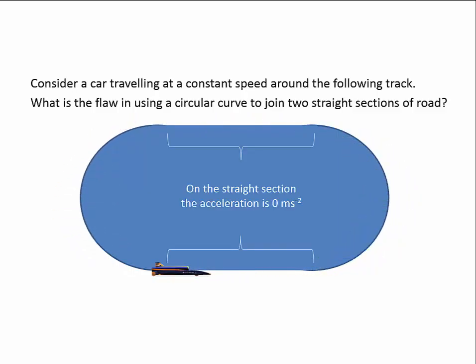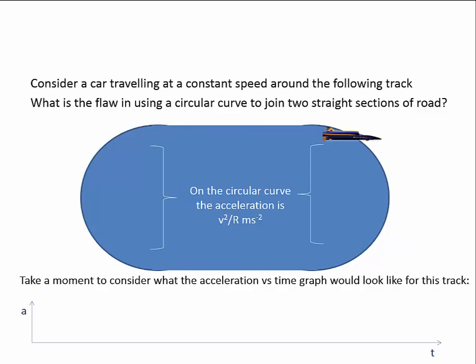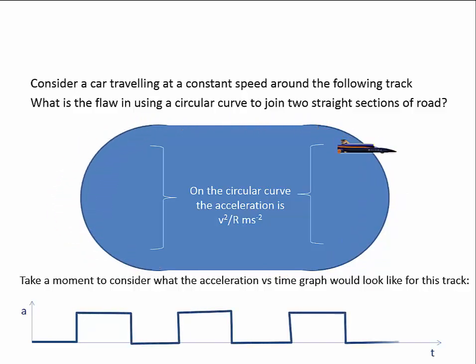On the straight section, our acceleration is 0 meters per second squared, whereas on the circular curve, our linear acceleration is v squared over r meters per second squared. So we're going from 0 acceleration to v squared over r acceleration over an instant. What would the acceleration versus time graph look like for this track? It would look something like this.